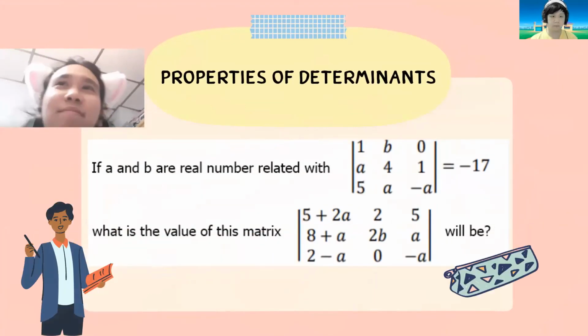Next is the properties of determinants. From the question, if a and b are real numbers related with this matrix whose determinant is equal to minus 17, what is the value of this matrix going to be?